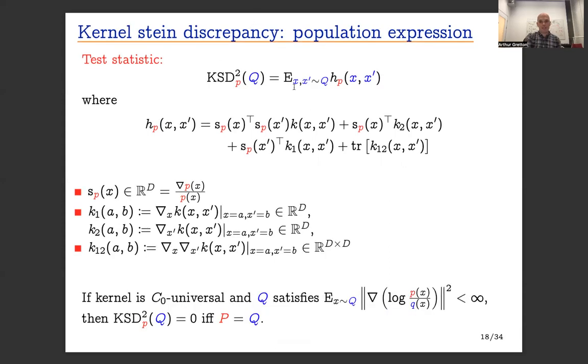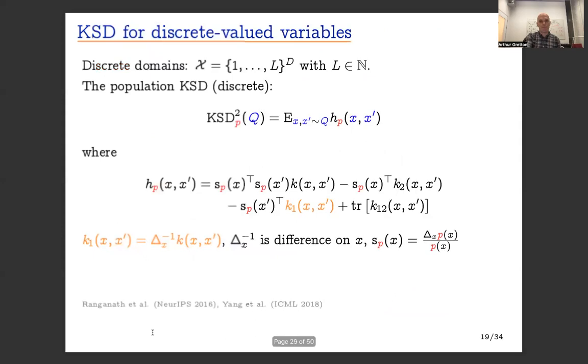Now, when will this be 0? Only when P and Q agree? Well, as long as my feature space is rich enough, so we're going to call this a C0 universal kernel, and subject to a condition on the derivative of log P on Q being satisfied, then this will be 0. The KSD will be 0 only if P and Q agree. So it's going to be able to find any difference between the model and the data Q.